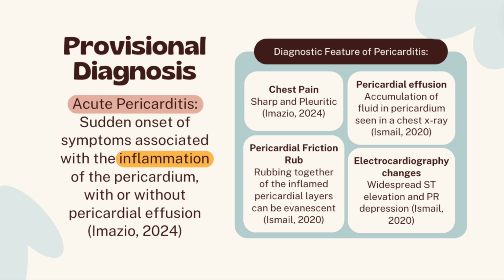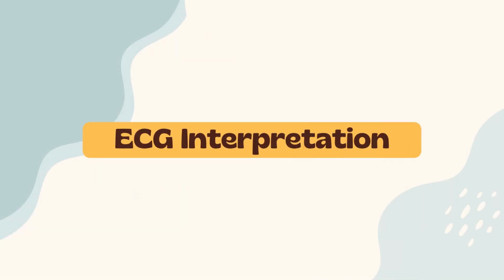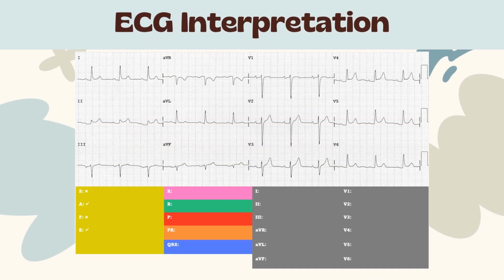Auscultation can be used to assess for pericardial friction rub, whereby the rubbing together of the inflamed pericardial layers can be heard on auscultation. This is a characteristic of pericarditis, yet can be evanescent. Pericardial effusion can be determined by a chest X-ray. Also, ECG changes of pericarditis include widespread concave ST elevation and PR depression. These features support the provisional diagnosis of acute pericarditis, especially since these symptoms have had a sudden onset for this patient. Let's walk through the 12-lead ECG interpretation step by step.